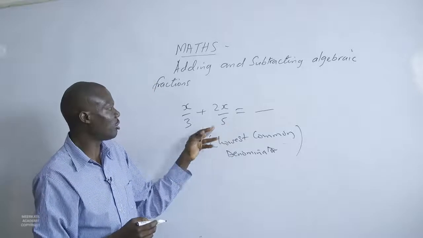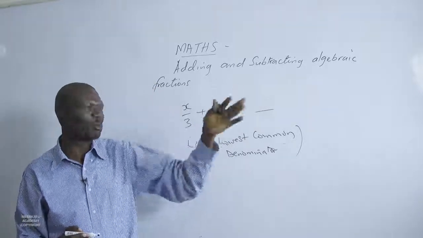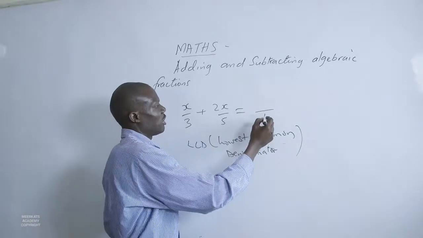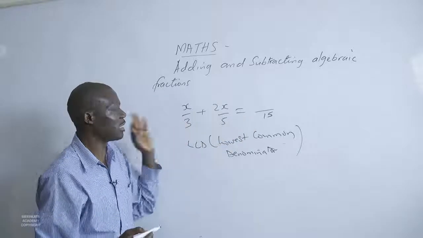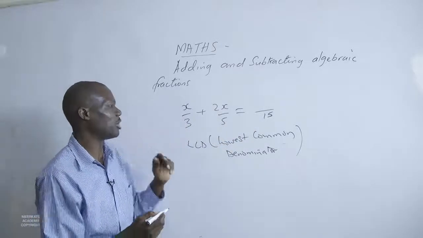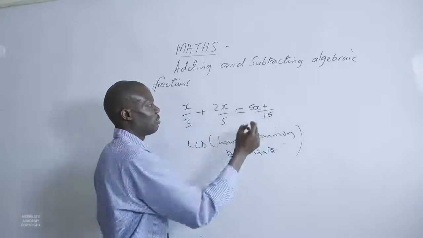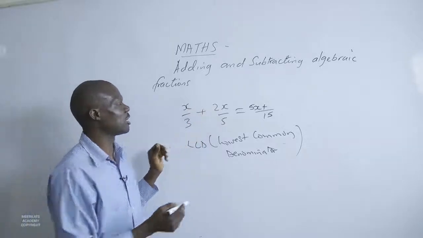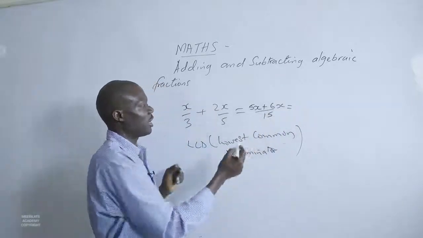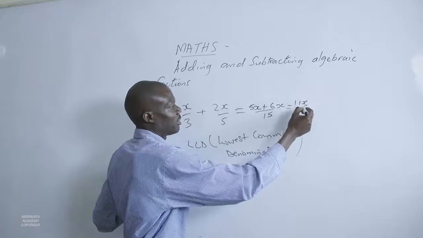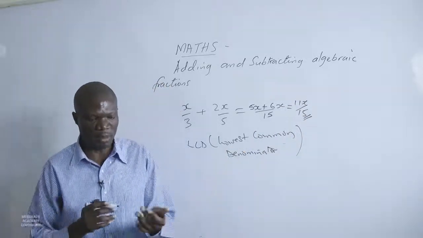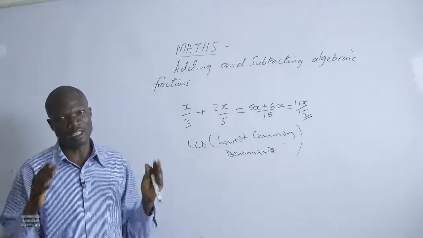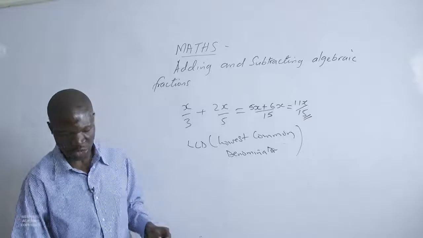Now this one, the lowest common denominator here, is simply the least multiple of both 3 and 5, which will give us 15. Take 15 divided by 3, you find it is 5. 5 times x gives us 5x, plus 15 divided by 5 is 3, then 3 times 2x gives us 6x. When you add that, you find you'll have 11x over 15. Always remember, in fractions, simplify where possible and give your answer in the simplest form. This is how we would approach it.